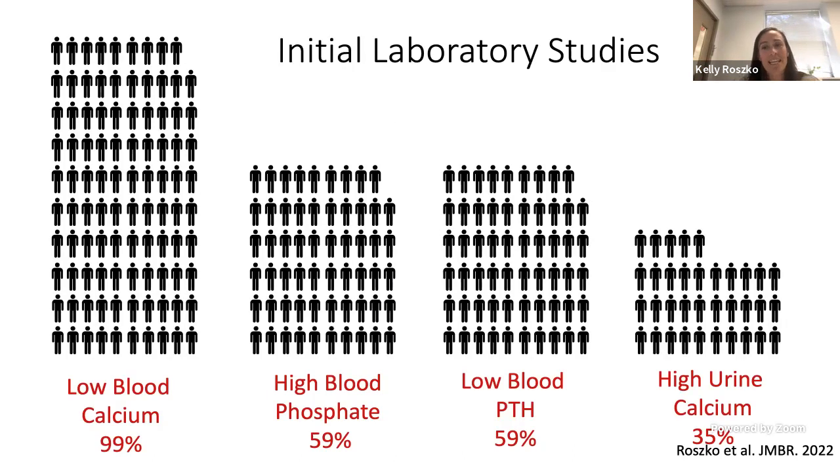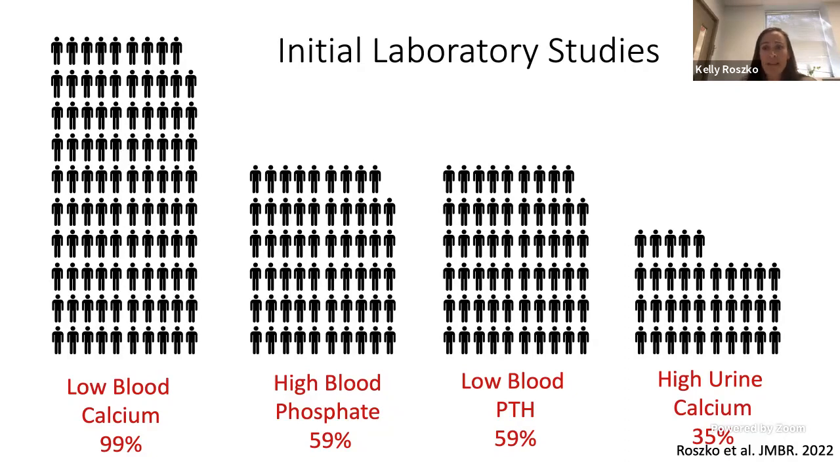So we looked at the percentage of patients with each laboratory finding and found that on initial studies, 99% of the patients did have low blood calcium. 59% had high blood phosphate levels, and 59% had a low blood PTH.